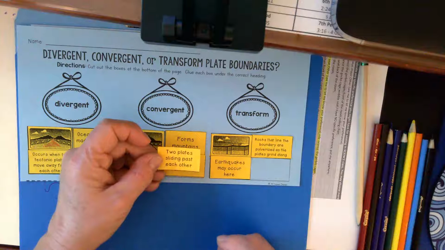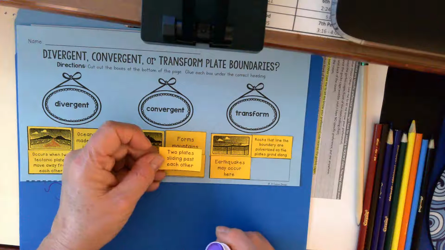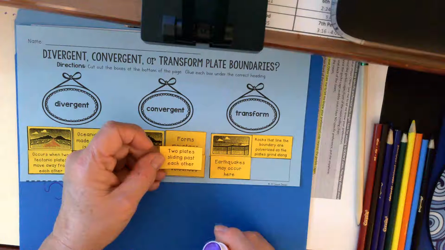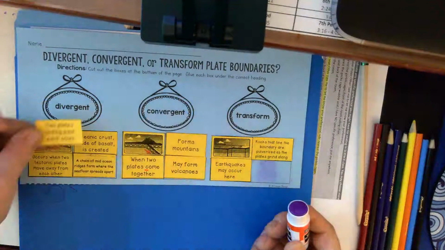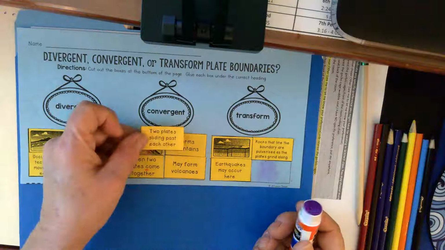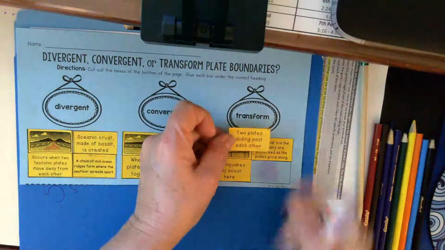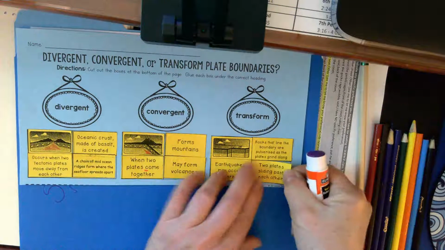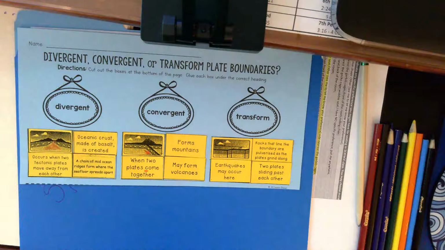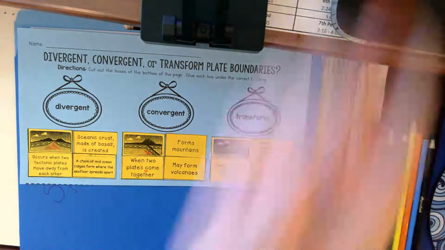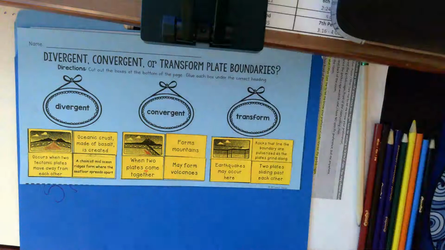Two plates sliding past each other. So if they're sliding in opposite directions, we know that has to be a transform because these are separating, these are colliding, these are sliding past. So those are the great characteristics to study when you're thinking about all the different plate boundaries and what happens at each boundary.